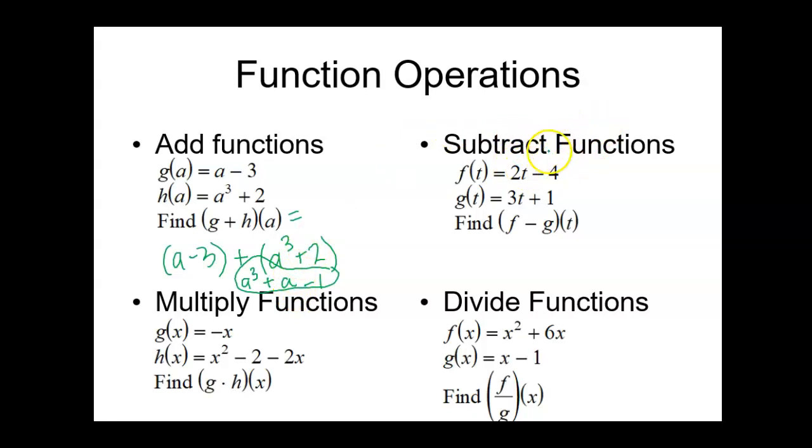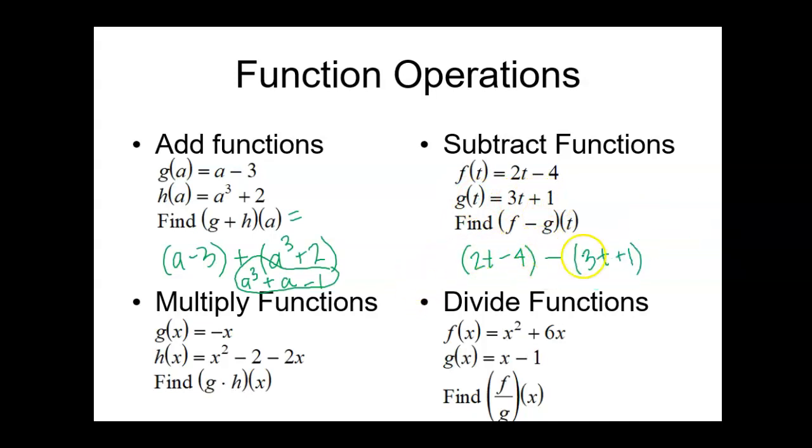Subtracting functions, same thing, but different operation. I'm going to take function f and I'm going to subtract function g. So function f is 2t minus 4. Again, put parentheses around it because here I'm subtracting, right? And if I subtract an entire function, I need to make sure that negative gets distributed correctly. So I'm going to subtract function g, and function g is equal to 3t plus 1.